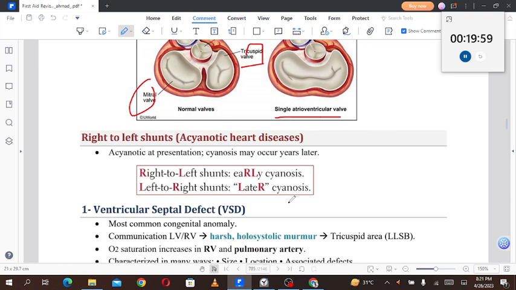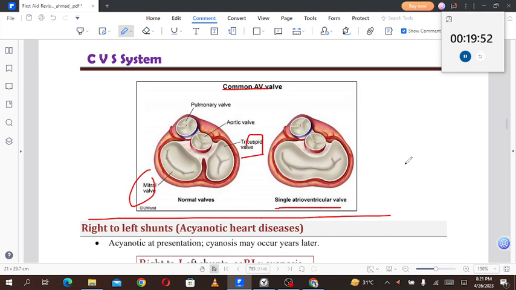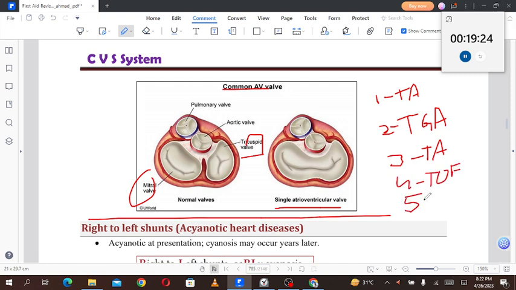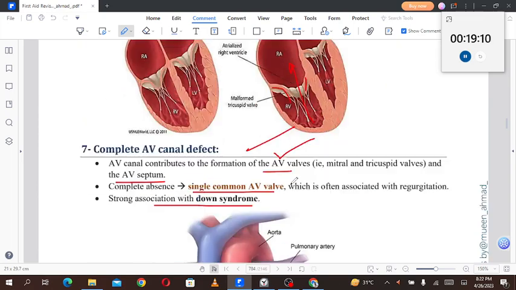The right to left shunts, cyanotic heart diseases: the diseases we just discussed were right to left shunt, cyanotic conditions. Number one, truncus arteriosus. Number two, transposition of great arteries. Number three, tricuspid atresia. Number four, tetralogy of Fallot. Number five, TAPVR. Number six, Ebstein anomaly, and number seven is common AV canal. The important five are these.